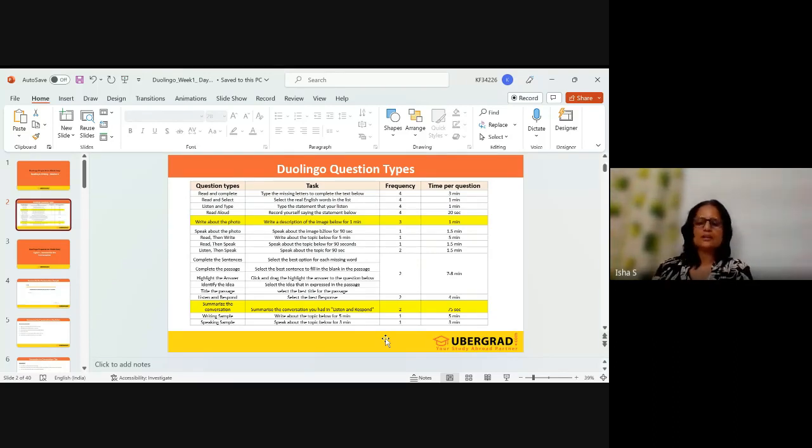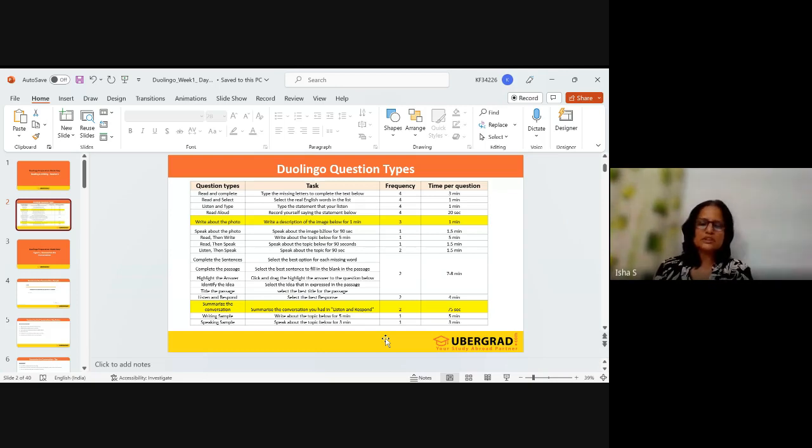This particular type of question appears three times in your test, and you get 1 minute to solve this question. The second topic we are going to cover is "summarize the conversation." This question appears immediately after your listening. Today we are going to do this first, because yesterday we had a listening activity. Since this comes after listen and respond and interactive listening, we will cover this topic first and then talk about describing the image.